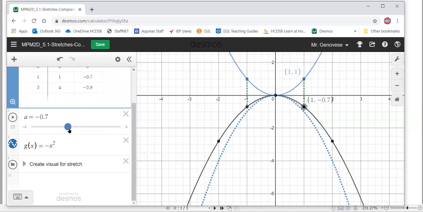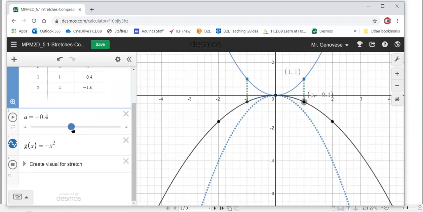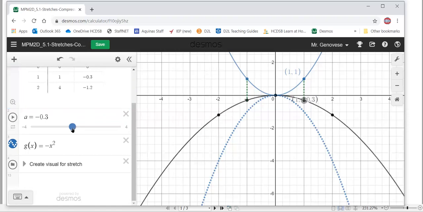So take a look now. The black graph is being compressed towards the x-axis. Okay, so it's still reflected because it's opening downward, but it's now compressed. So it's two things. Again, we're comparing it to the original graph, this one up here, the parent graph.